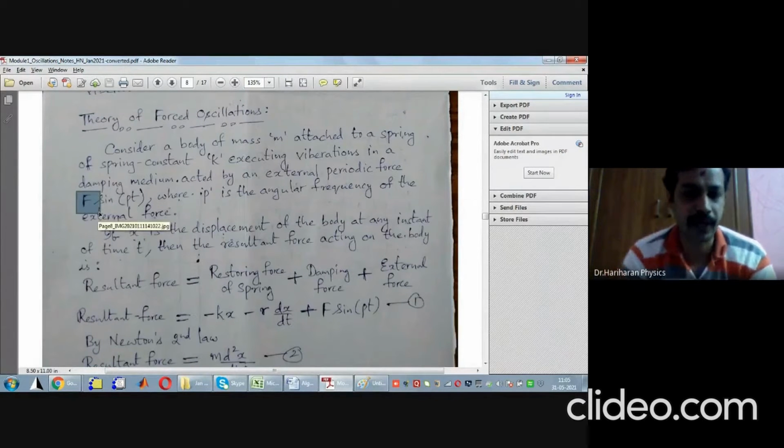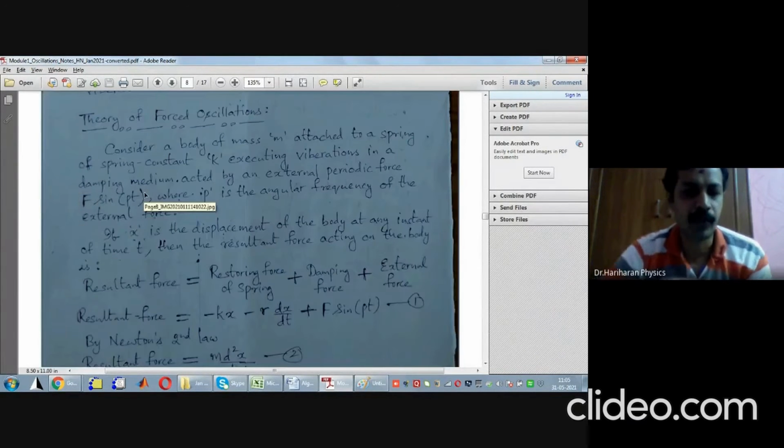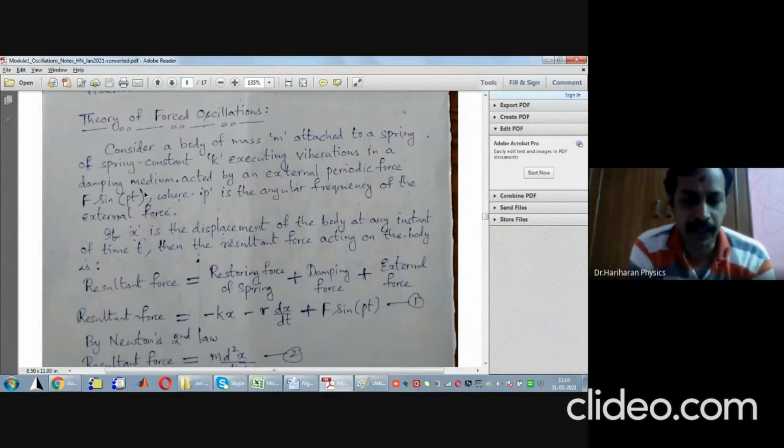Okay, this is clear. So what we consider is that the father of the child is pushing the swing at a constant interval of time, and that is considered to be sinusoidal in nature. Therefore the external force acting on the spring is given by F sin(pt).